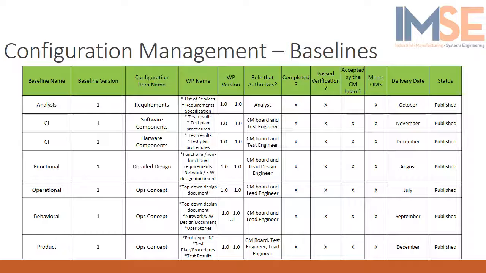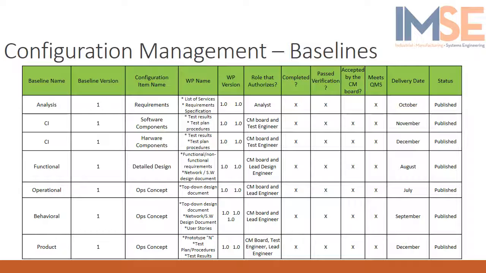Shown here are the baselines and the configuration items that make up each baseline. It is important to note that in order to have an effective baseline, we must identify the work product version, who authorizes the publication of the baseline, completion status, verification status, whether or not the baseline is accepted by the Configuration Management Board, and whether or not the work product meets the quality and mission assurance standards. Finally, we must establish its delivery date.